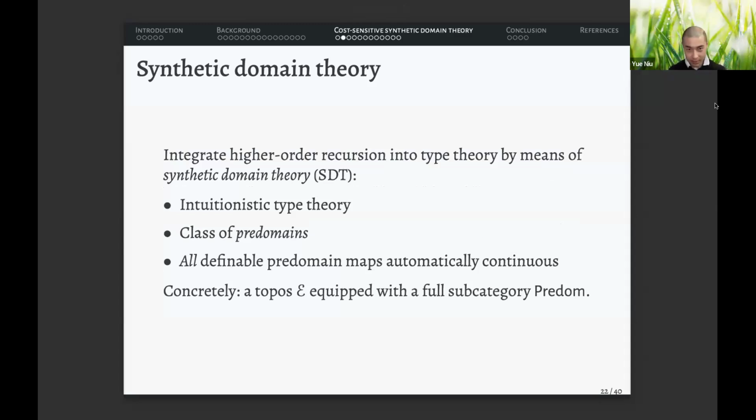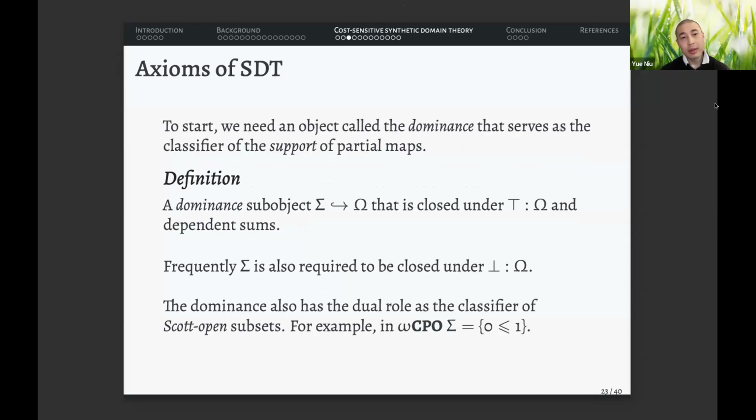Concretely, this is given by a topos equipped with a full subcategory of predomains. To start, we'll need an object called a dominance, whose elements can be thought of as the domains of definition of partial maps. And a dominance is just a collection of propositions closed under the true proposition and dependent sums. For the purposes of domain theory, we'll require that the dominance is also closed under the false proposition. As a side remark, the dominance also has the role as the classifier of Scott open subsets of predomains.